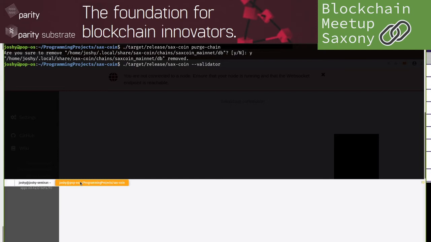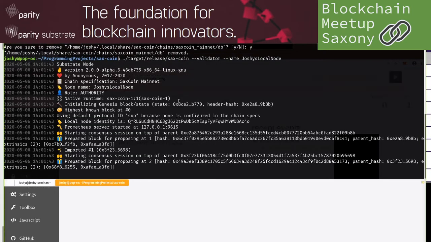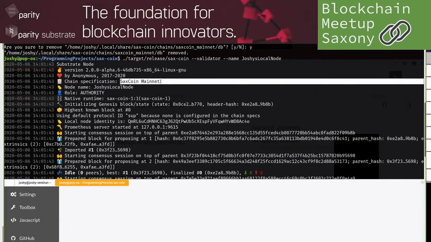The phrasing is a little funny. You usually use the term validator for proof of authority or proof of stake networks. Since Substrate was created with Polkadot in mind, we took that lingo, but what it really means in this context is that I want my node to be a miner. I'm going to be authoring blocks here. So I specify the validator flag, and optionally you can give it a human readable name, like Joshy's local node, that part's not critical. Now you get to see the beginning of it. Okay, this is good. It tells me the name of my node, and it tells me we're running Sax coin mainnet, all that stuff.